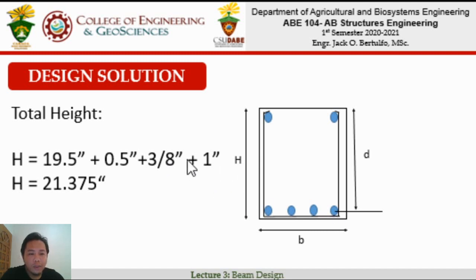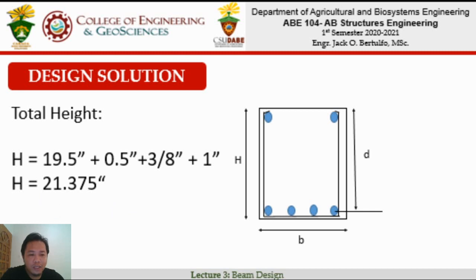Then we will consider a 1 inch cover. Remember the definition of cover. So the total height is just the sum of this d, plus half of this bar, plus the diameter of this bar here, this black one, plus the cover. Therefore, the total height is 21.375 inch. So we now have the total dimension of our beam.